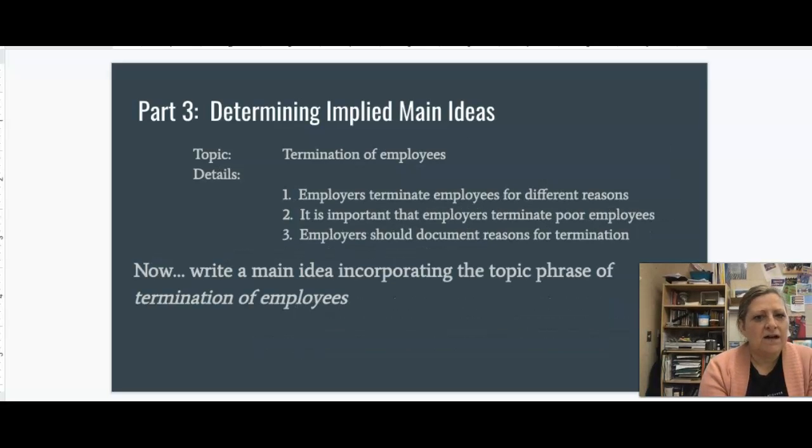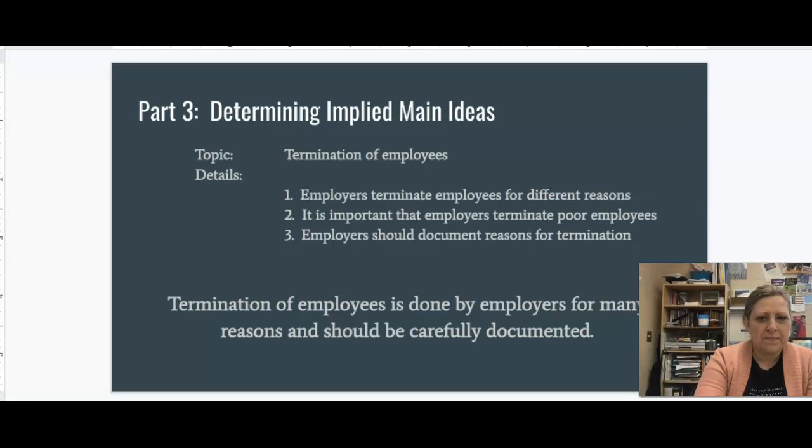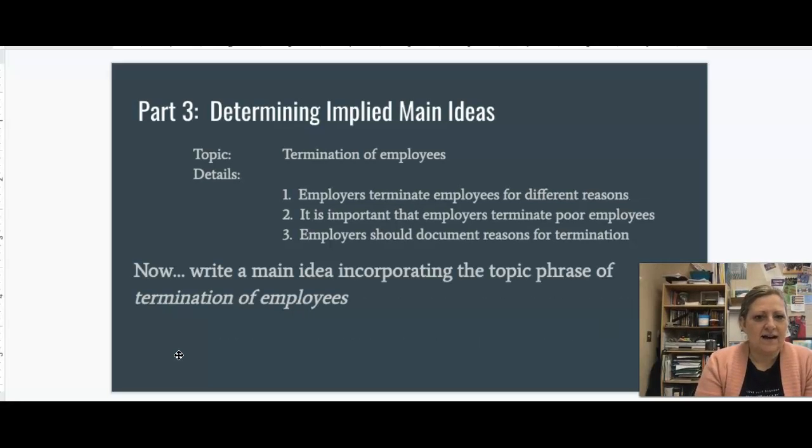All right. So where you would go from here is to actually write a topic sentence that encompassed all of those details. And here it would be: termination of employees is done by employers for many reasons and should be carefully documented.